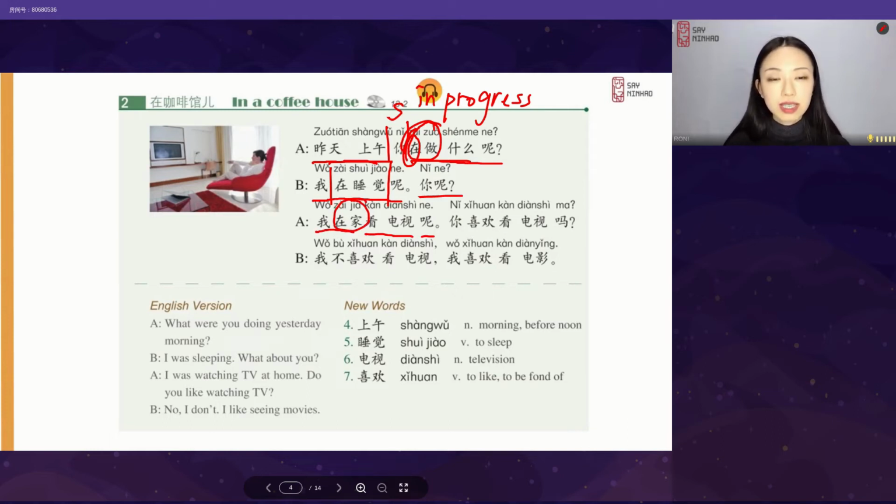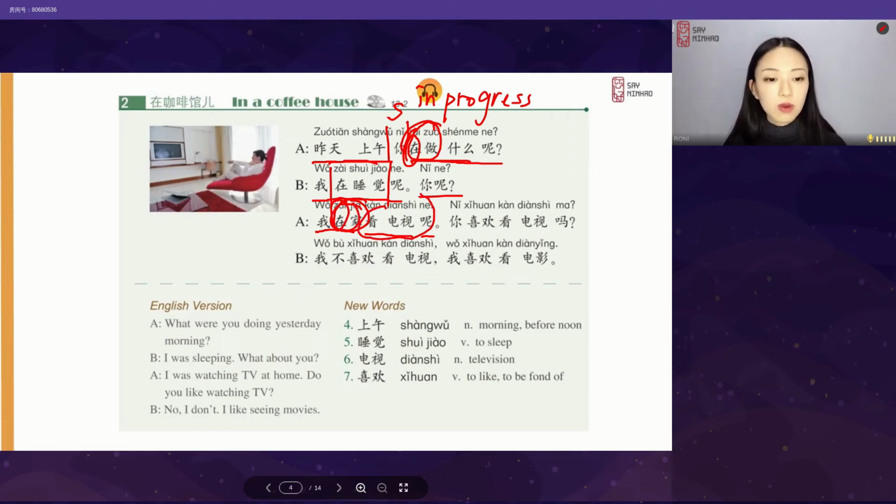It actually means I am yet at home, right? At home. This 在 means be in, on, at, right? Be in, on, at home. And do what? 看电视 watch TV.